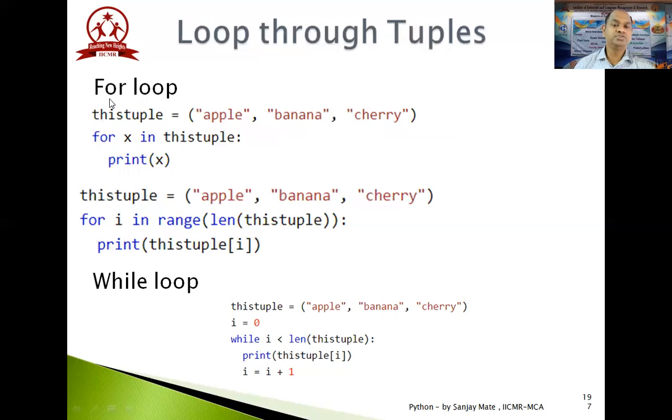You can access the tuple using a for loop. You can access the tuple using a while loop. I have shown you an example with apple, banana, cherry. So for x in this tuple, print it. Or you can use range, find out the length of the tuple and go from 0 up to the length and print by index. You can use a while loop also: while i is less than the length of the tuple, that is, till the length of the tuple finishes, print this tuple of 0, this tuple of 1, this tuple of 2, this tuple of 3, till it finishes. So these are the ways to use a for loop and a while loop with a tuple.